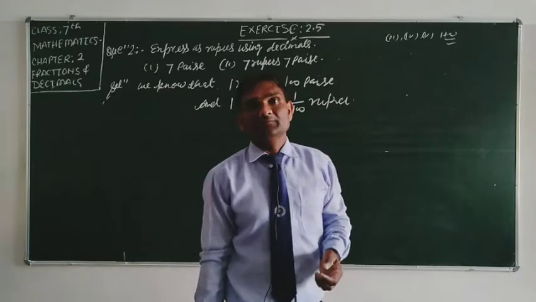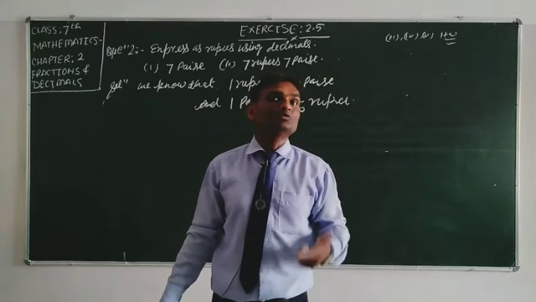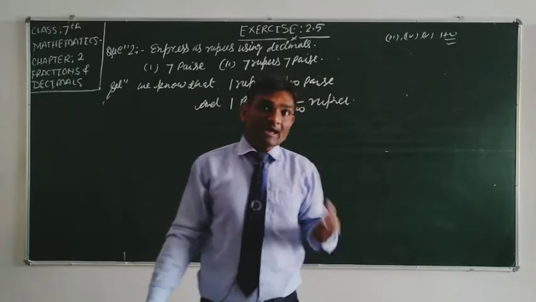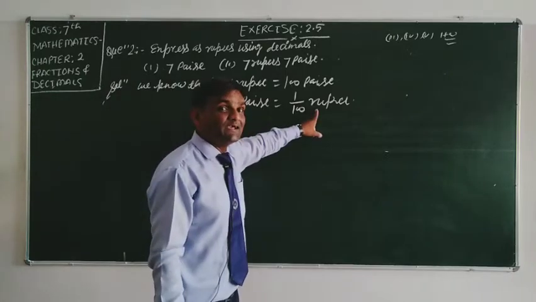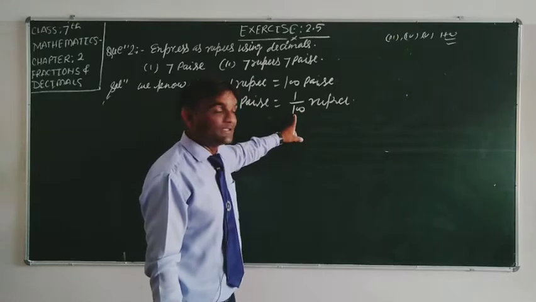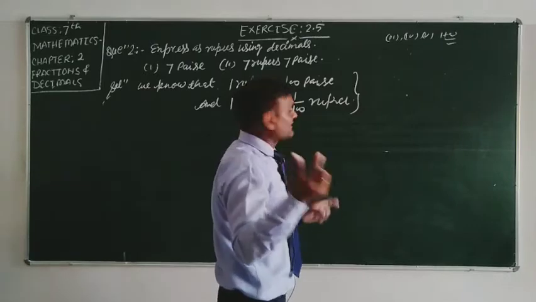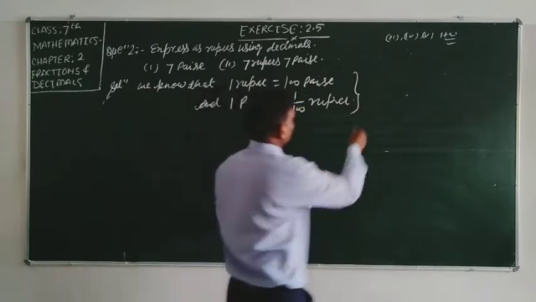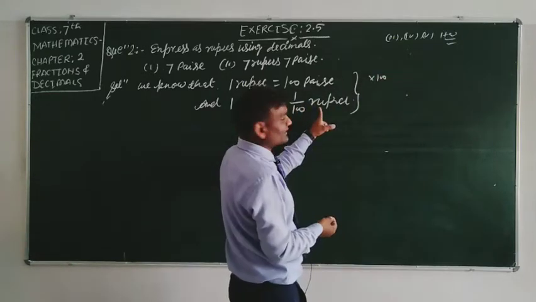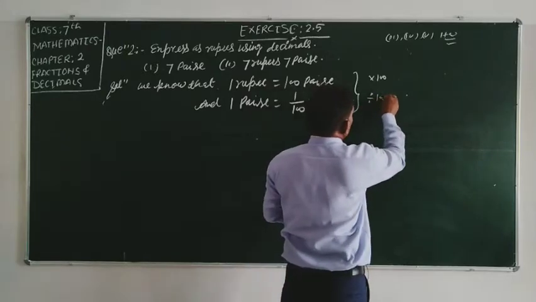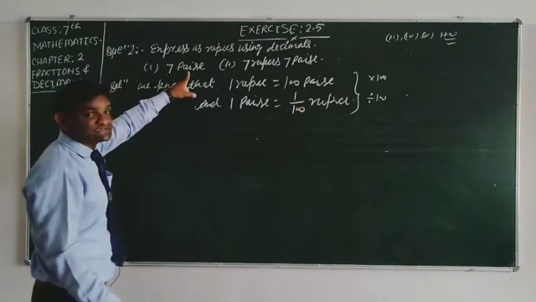Multiplying by 100 in the given rupees. दिए हुए रुपए में 100 से मल्टीप्लाई करेंगे तो क्या हो जाएगा? पैसे हो जाएगा. And if you require to change पैसे to rupees, then you have to divide by 100. पैसे को रुपीस में करने के लिए, look here, this is trick. रुपीस को पैसे में कन्वर्ट करना है, मल्टीप्लाई बाई 100. एंड पैसे को रुपीस में कन्वर्ट करना है, डिवाइड बाई 100. इस ट्रिक, very easy.